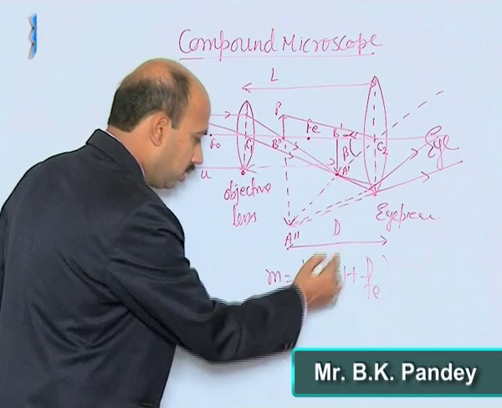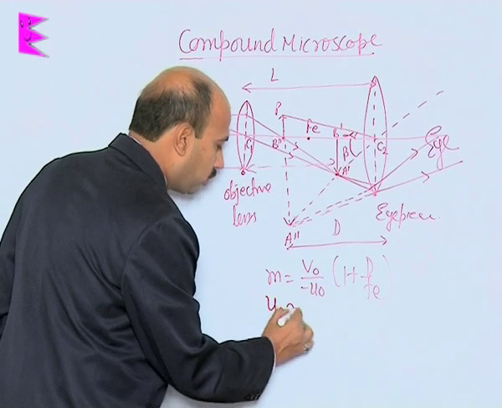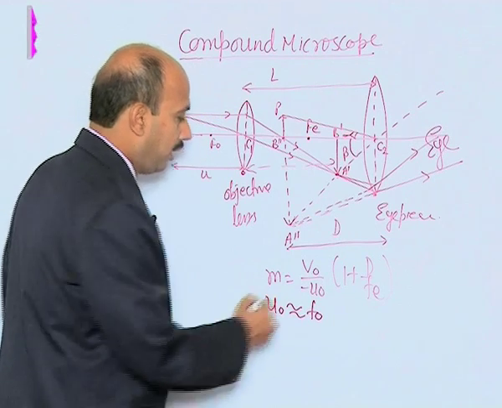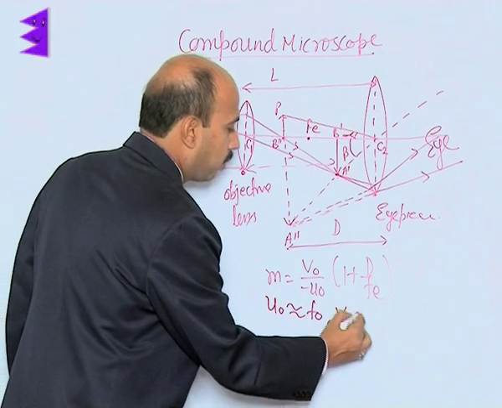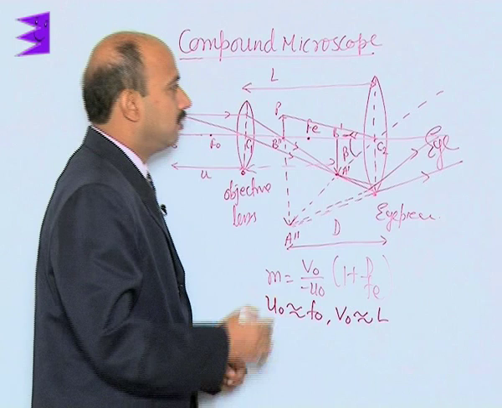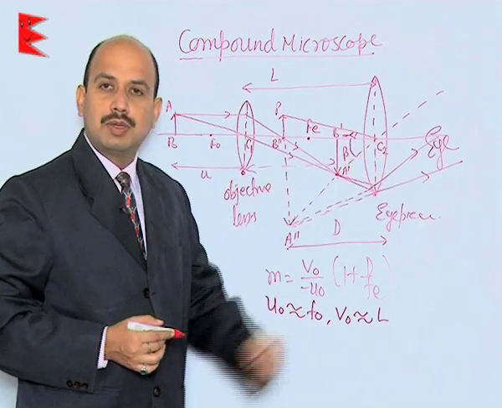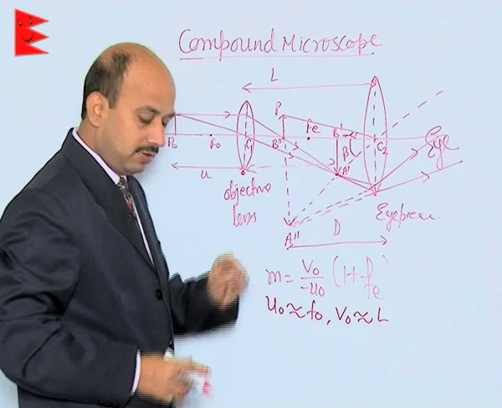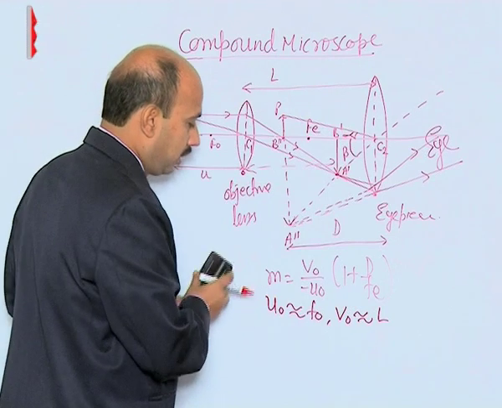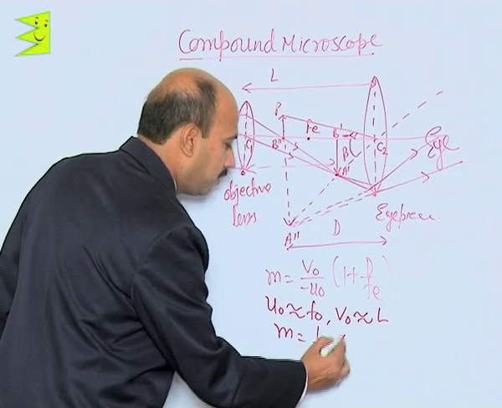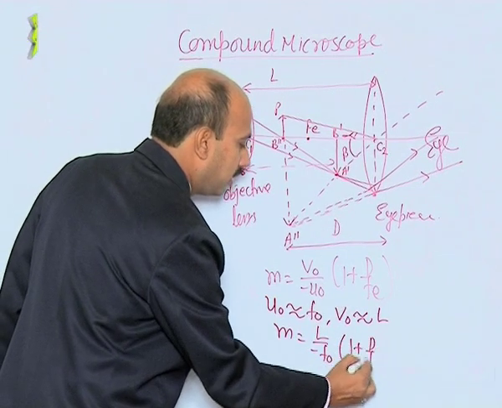Suppose we take U naught approximately equal to F naught, and V naught approximately equal to L, that is the distance between these two lenses, C1 and C2. Then the same formula can be written as m is equal to L upon minus F naught into 1 plus D upon Fe.